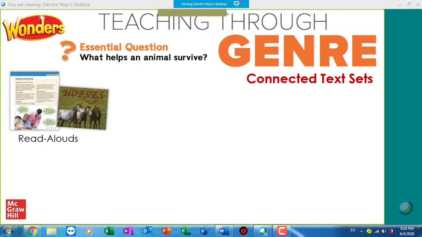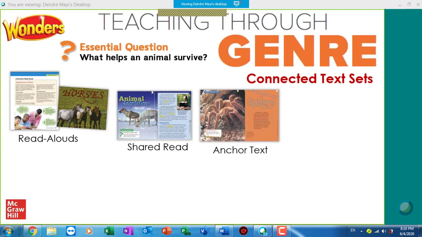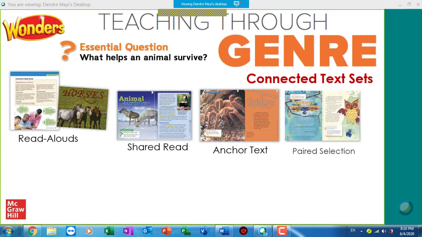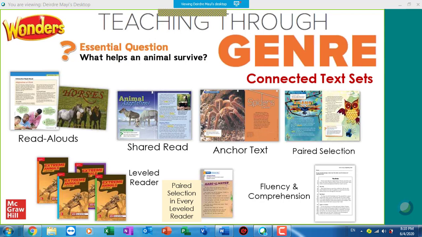Students will be exposed to interactive read-alouds, which go back to inform that essential question. There will be shared reads which inform that essential question. Students will move along to an anchor text and then to a paired selection, both of which help students respond to that essential question. Furthermore, there are leveled readers which can be used in small group. And each leveled reader contains 2 texts. Also, students are able to engage in a further genre study, which will help build fluency and comprehension. Each and every one of these texts is related to the essential question.